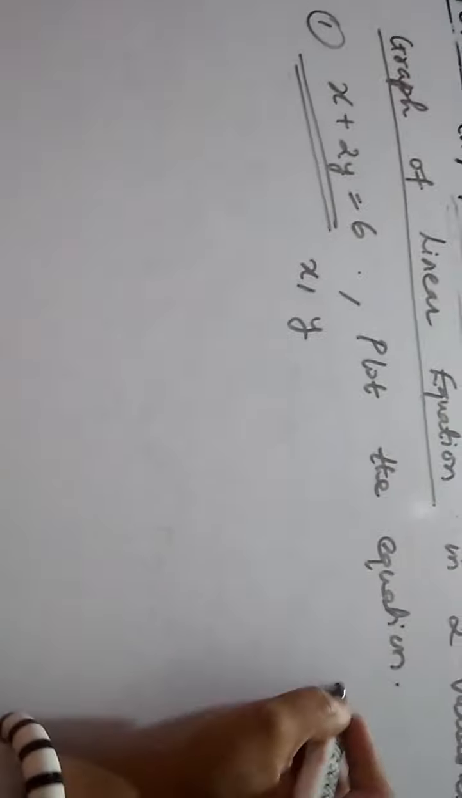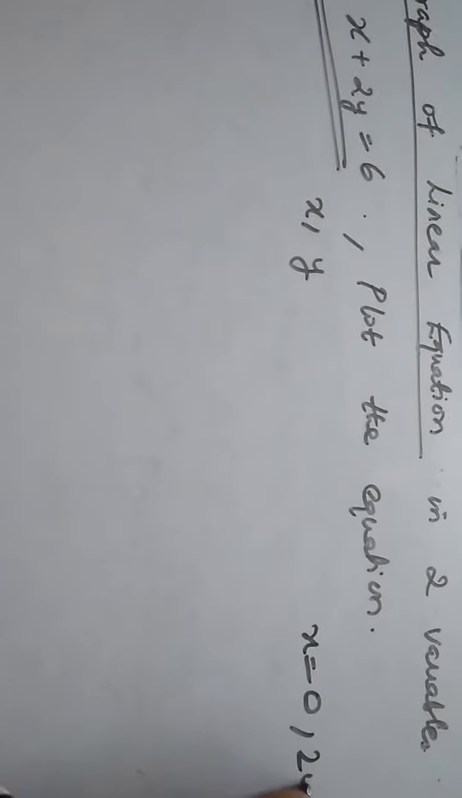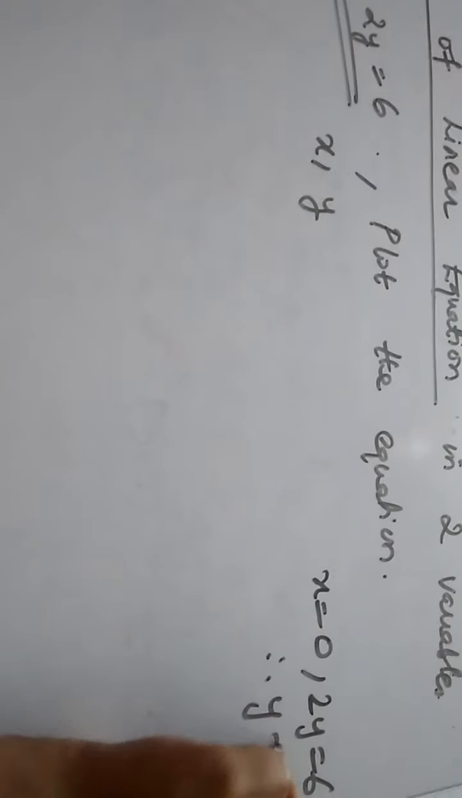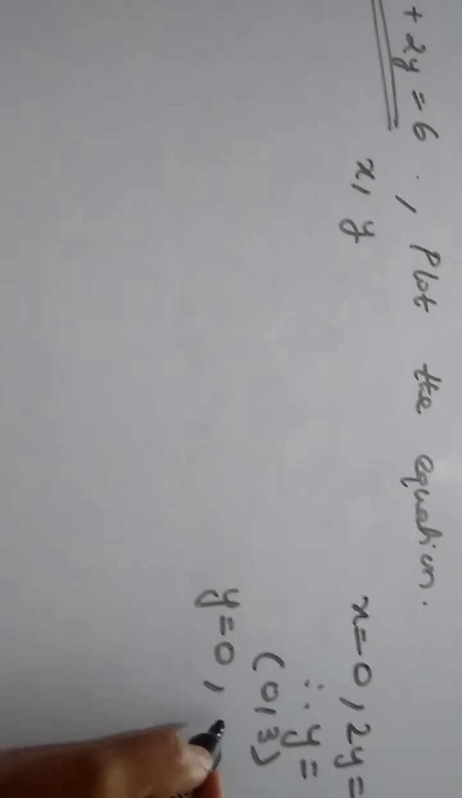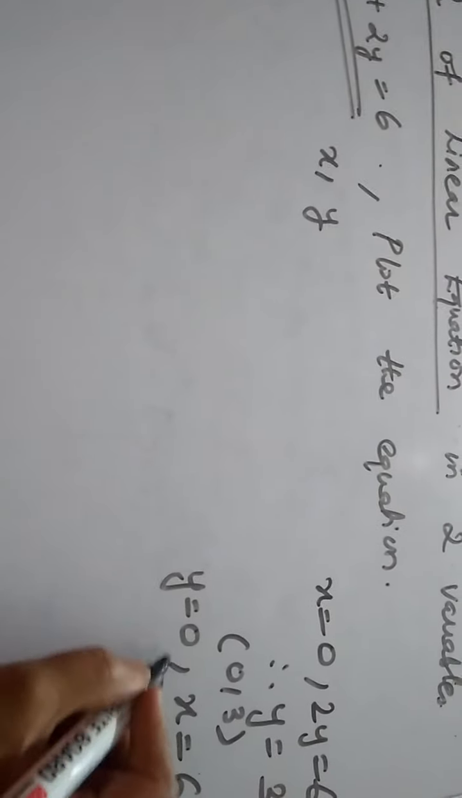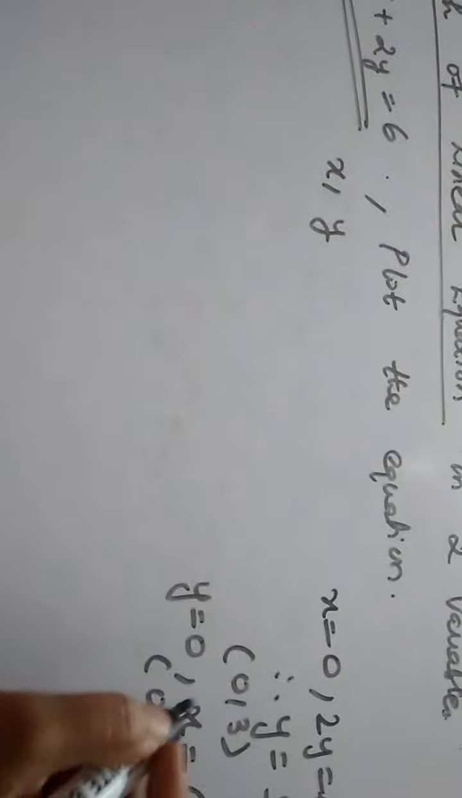So, we need to find the solution for this. We will find the solution for this first. How are we going to find the solution? Do you know how to find the solution? First, we will put x is equal to 0. Then what do we have? If x is equal to 0, we have 2y is equal to 6. Therefore, y is equal to 3. So one solution is 0, 3. Then we put y is equal to 0. So x is equal to 6. So the second solution is 6, 0.